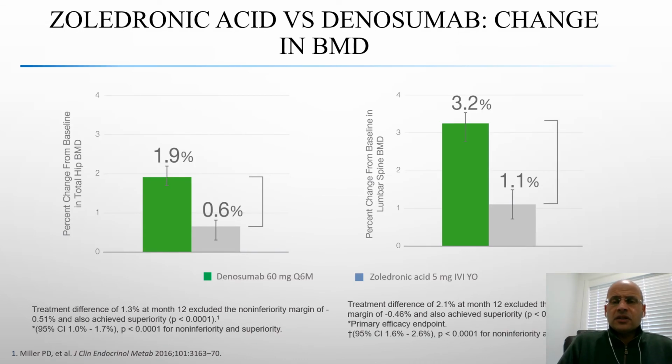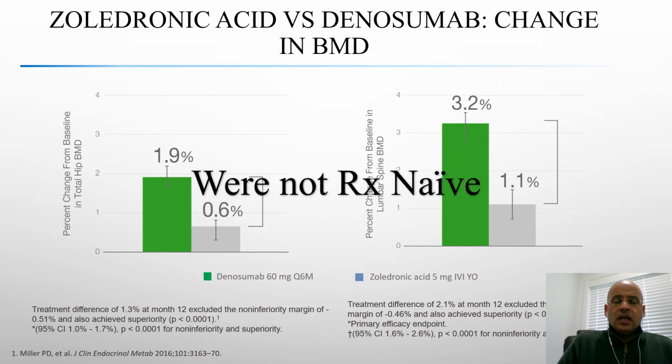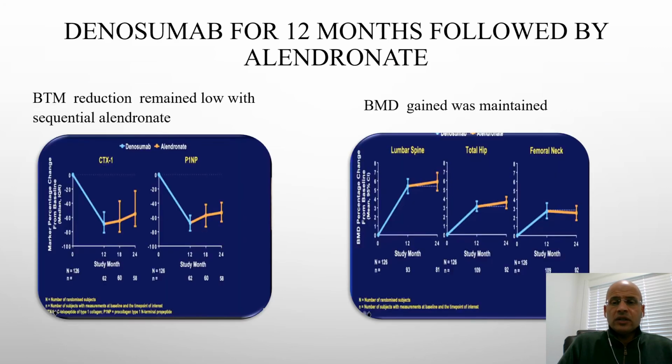Zoledronic acid against denosumab, if you were to switch over, the BMD was better with denosumab, as we expected. Both of these arms in this RCT were exposed to alendronate before they were randomized into Zoli or denosumab, so they were not drug naive, and that, in my view, can affect the result in some way.